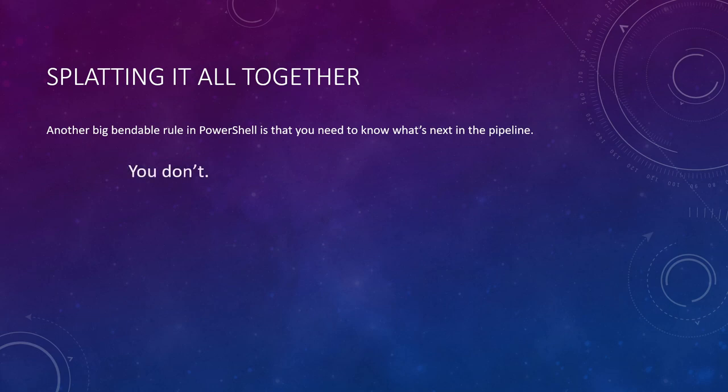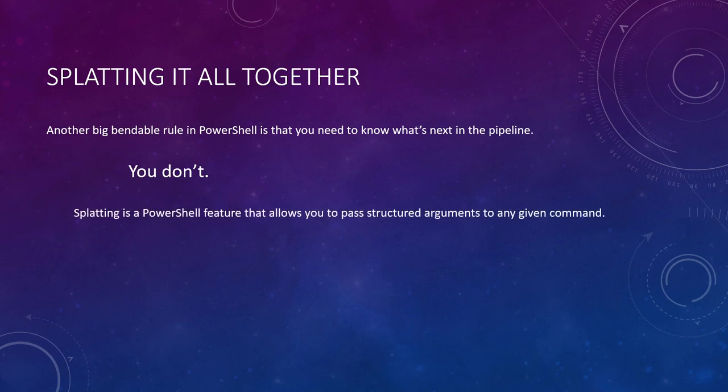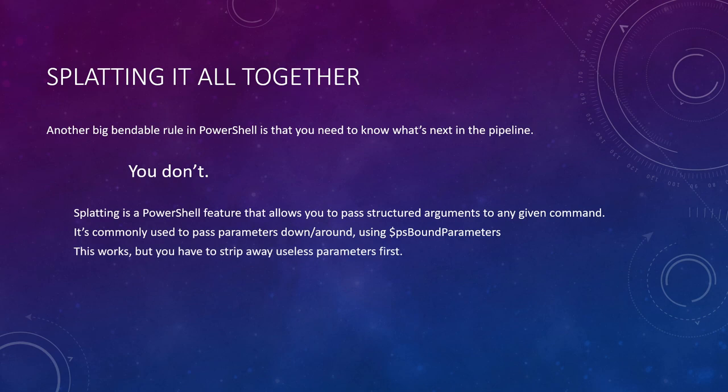It's much more flexible of a language than most people expect it to be. And the key to this is splatting. And for those that are uninitiated, it's a PowerShell feature that allows you to pass structured arguments to any given command. It's commonly used to pass parameters down and around using PSBoundParameters, which is an automatic variable that is populated at any given function level containing the bound parameters. This works, but you have to strip away useless parameters first.